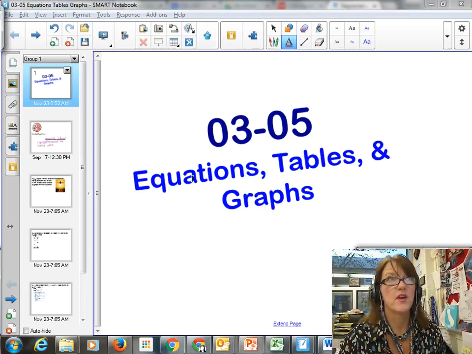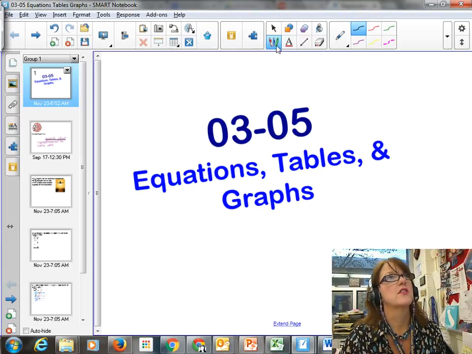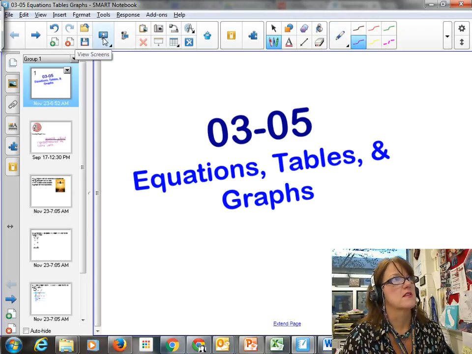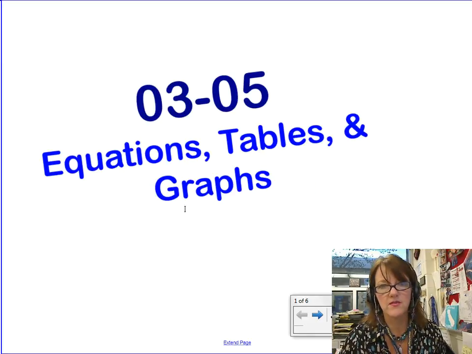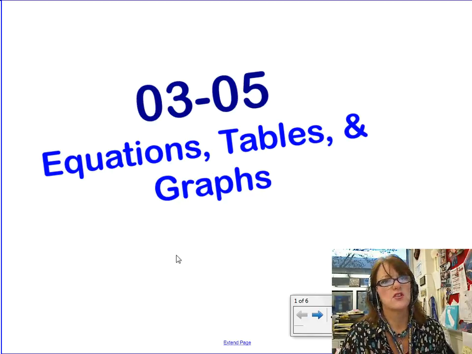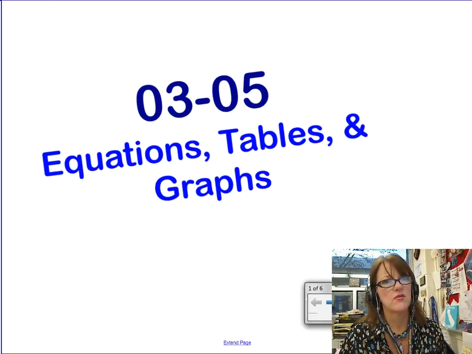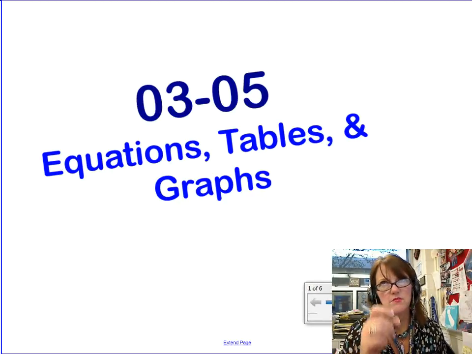All right, we're cruising right along, and now we are in section 5. So at the top of your notes, make sure that it says Chapter 3, Section 5, and this is equations, tables, and graphs. Now, the good thing is you've done some of this already, so today is just basically getting you involved in practicing these 3 different ways to represent data.